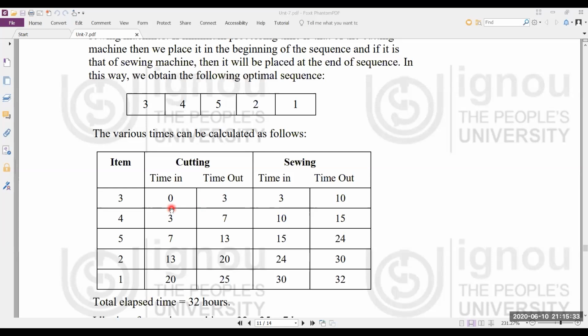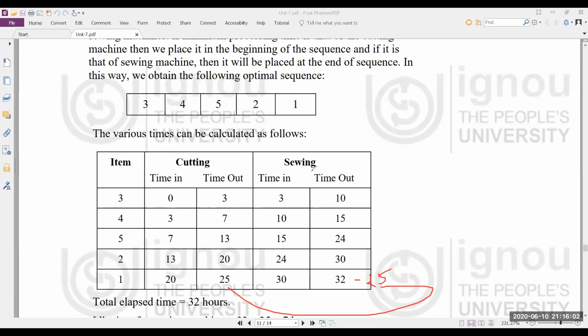If we try to find out the idle time for both the machines, then it will be 0 to 3, 3 to 7, 7 to 13, 13 to 22, 22 to 32. There is no gap between the consecutive times, and the total work is complete after the 32 hours. It means that machine A will be idle 32 minus 25 hours. It means the 7 hours.